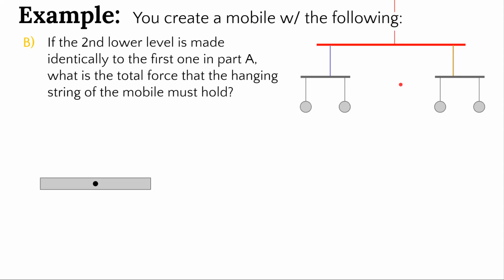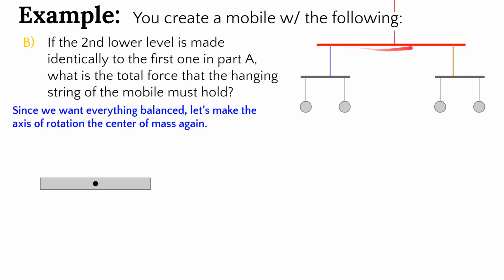Okay, and so again, we are going to draw this rod that I've highlighted in red. I put the center of mass in the middle since we want everything balanced. I have my axis of rotation at the center of mass again. I know that this rod itself has weight to it, so I have Fg drawn at the center of mass. I also know that I have tension in this string, and that I have tension in this string. I've called those FT1 and FT2. In order for this whole thing to have balanced forces, I do need an upward force of tension. That's the one we're ultimately going to be looking for, because that's what it says: what is the total force the hanging string must hold?